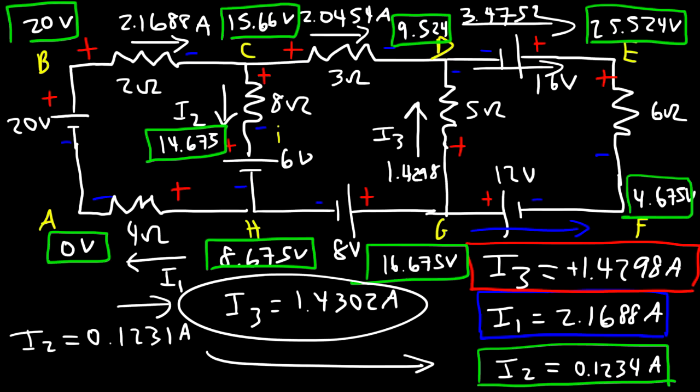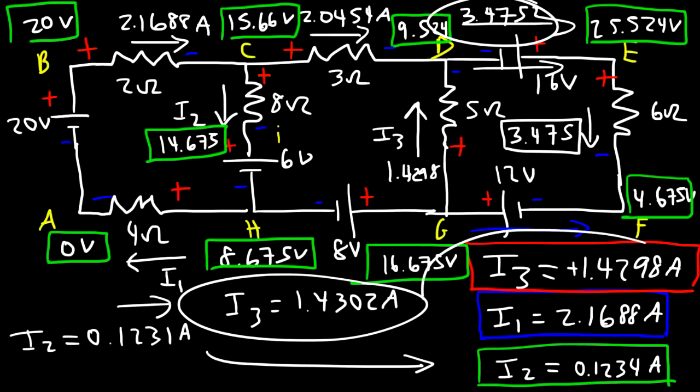So the potential difference between E and F, that's 25.524 minus 4.675. And so that's a potential difference of 20.849. So that's the voltage across a 6 ohm resistor. If we divide it by 6, that will give us a current flowing in this direction, which is 3.475, or 3.4748 if you want to round it. And so that's very close to this answer. So all the values make sense in this problem. So these answers are indeed correct.